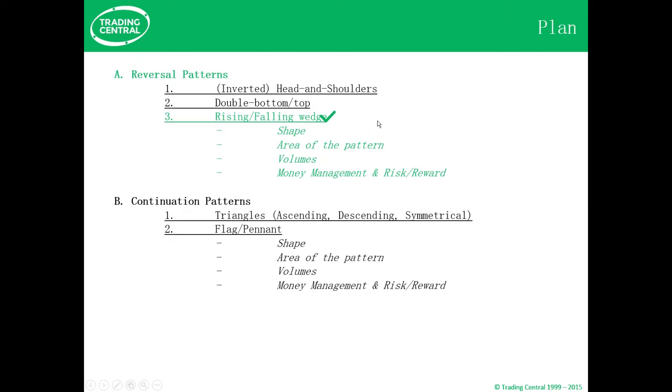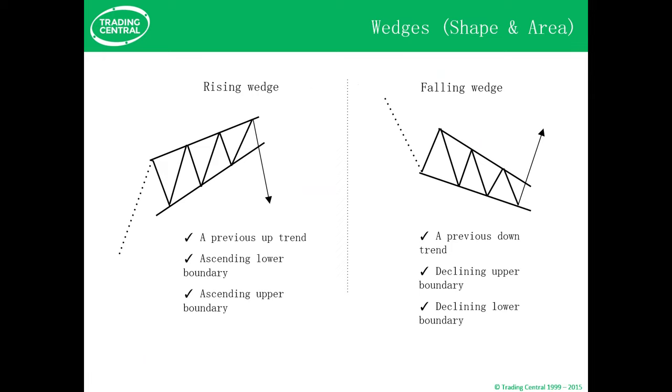Okay, then we will talk about the wedge. Actually, there are two converging lines in the wedge, both moving in the same direction. In the rising wedge, the previous trend is an uptrend, and then there is the rising wedge, and the market will fall. The price will fall below this rising wedge, and vice versa for the falling wedge. Previously it is a downtrend, and if this falling wedge happens, probably the price will break out and reverse the whole trend.